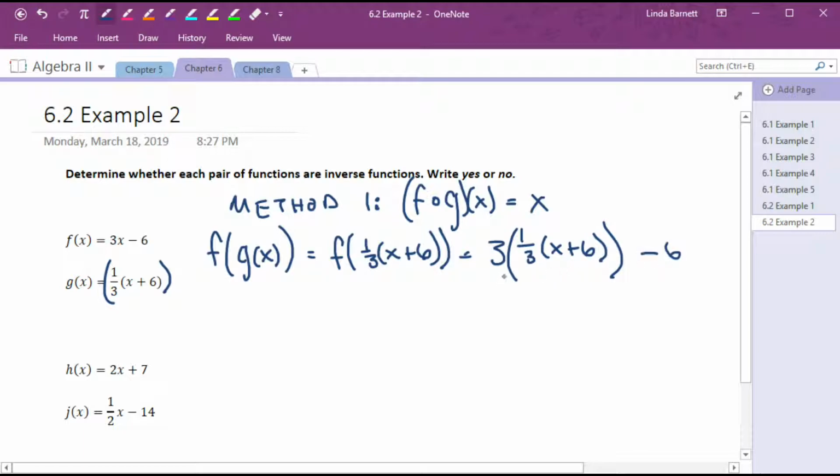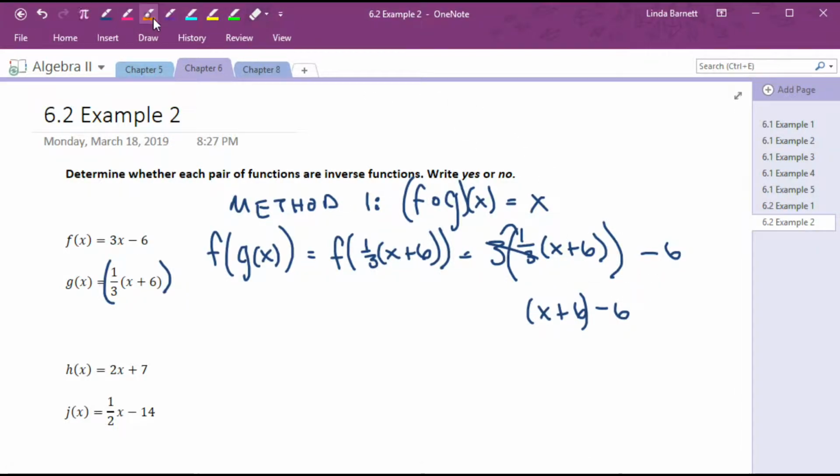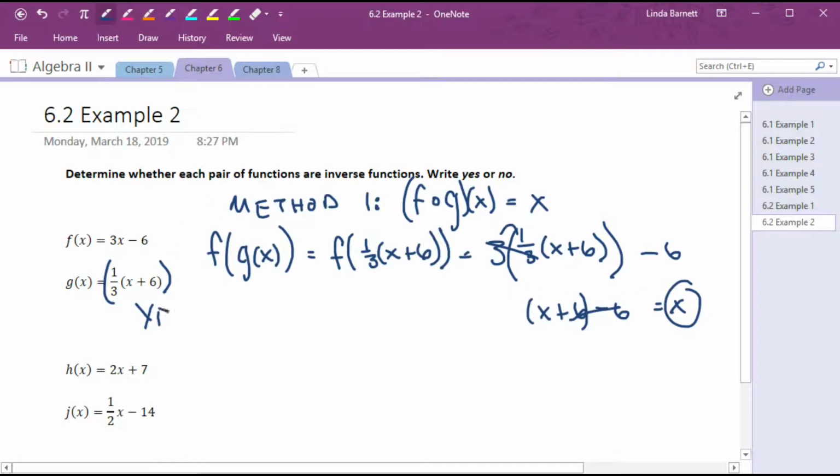minus 6. The easiest way to undo this is do 3 times 1/3. That cancels out, so we get x plus 6 minus 6 is our result. And what is a positive 6 and a negative 6 going to do? It cancels out, and so this is equal to x, which means they are inverse functions. Yes, inverse functions.